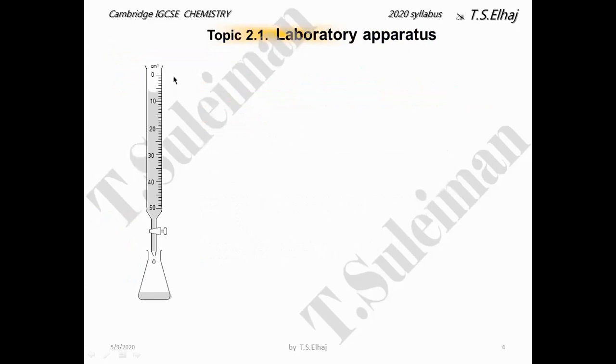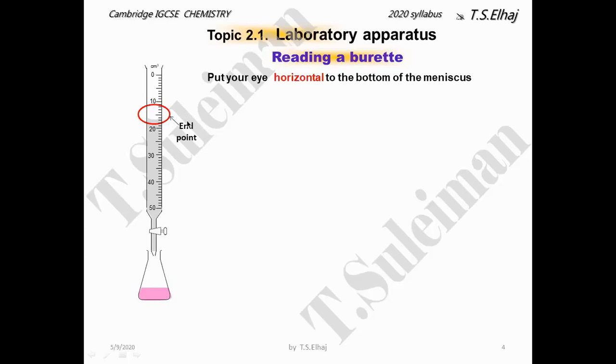This is how the burette works. The volume starts decreasing as we open the tap at the bottom, and the liquid starts dripping. Then when the color changes, which happens during titration, we stop the burette and we read the volume. Because we have a curved meniscus at the top of the liquid, we need to know how to read the volume of the liquid.